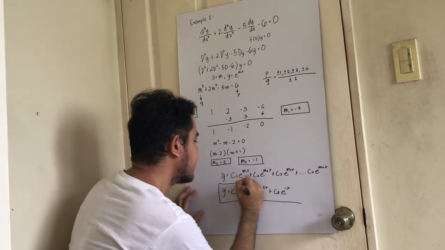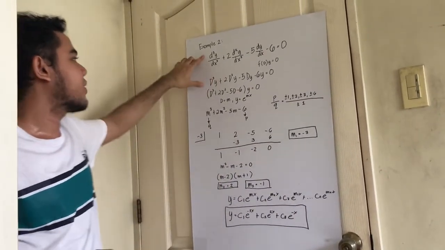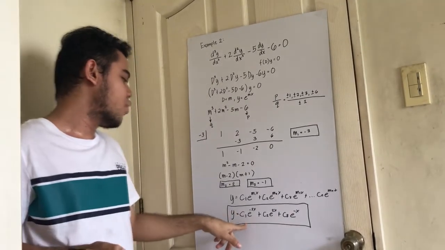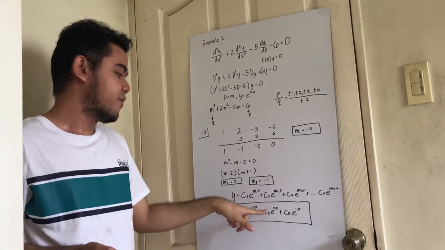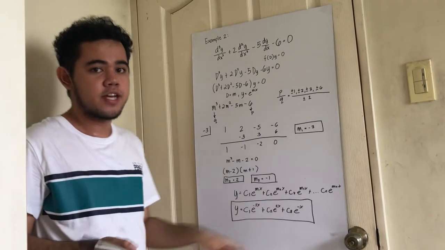So our solution using this differential equation would be y is equal to c1 times e raised to the power of negative 3x plus c2 times e raised to the power of 2x plus c3 times e raised to the power of negative x.